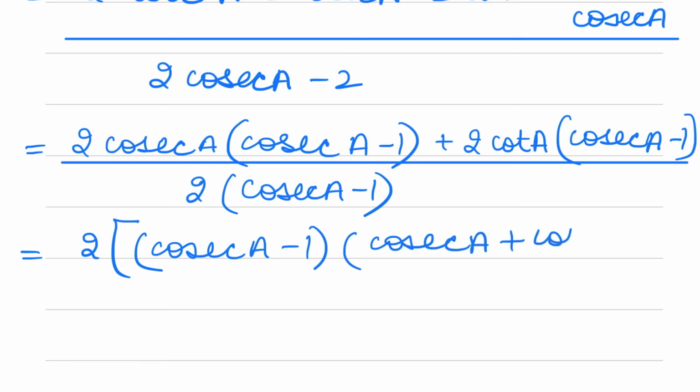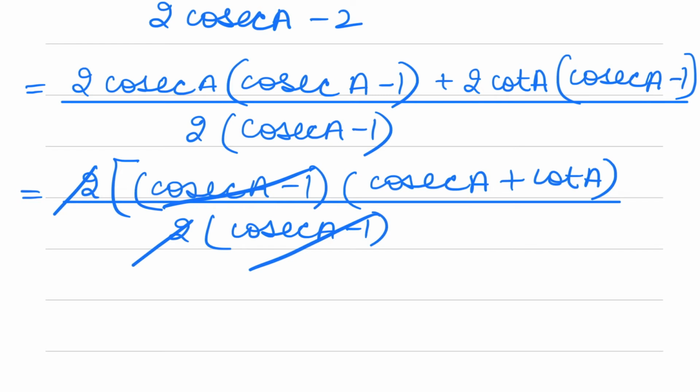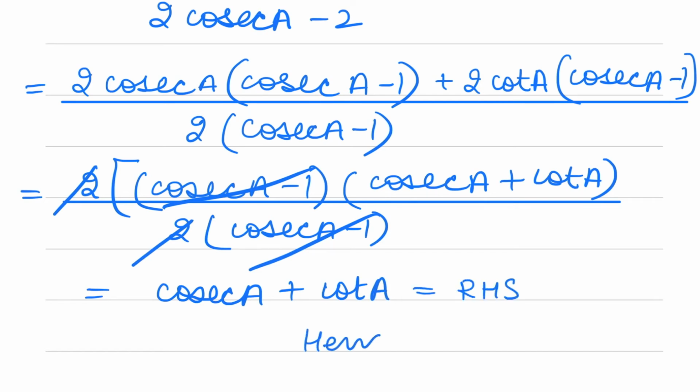cosec A plus cot A divided by 2 cosec A minus 1. 2 gets cancelled and cosec A minus 1, cosec A minus 1 gets cancelled. So we get cosec A plus cot A. This is equal to right hand side, so hence proved.